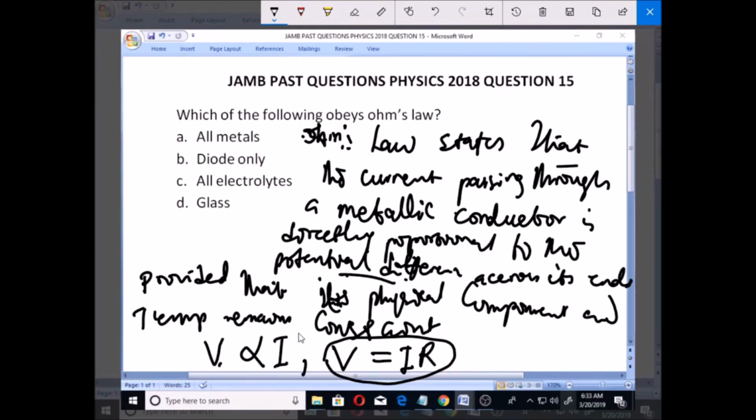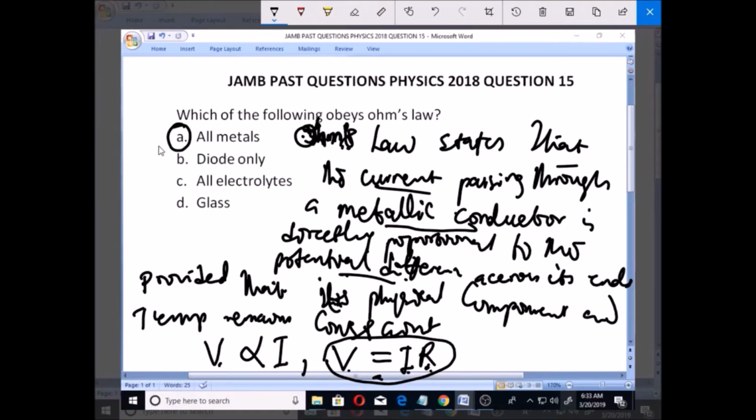So this is the statement of Ohm's law, that potential difference is directly proportional to current. And when you remove the proportionality sign, you introduce the equal to and introduce a constant. The constant of proportionality here is known as resistance. And you can use this equation to calculate the current, resistance, or potential difference for a conductor. So from the statement of Ohm's law, you can see that it has to do with metallic conductors, metals. So from the options, the most likely is option A, which is all metals.